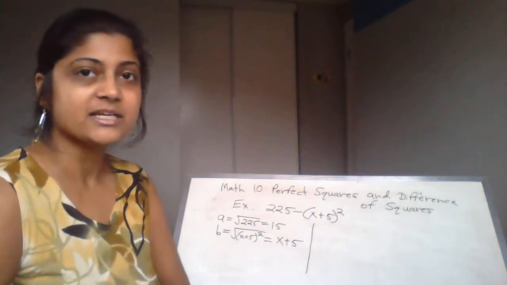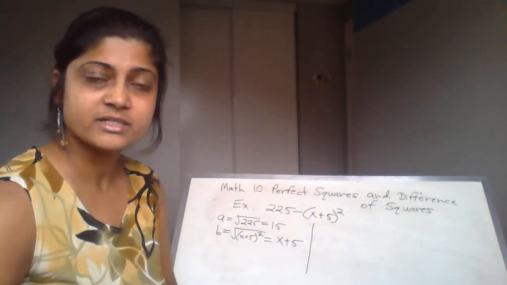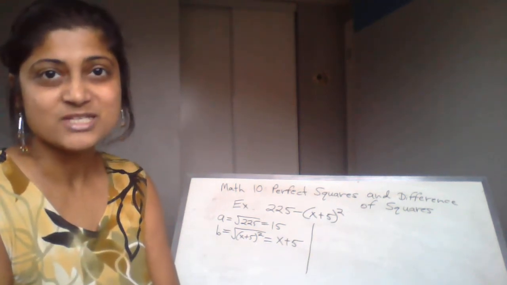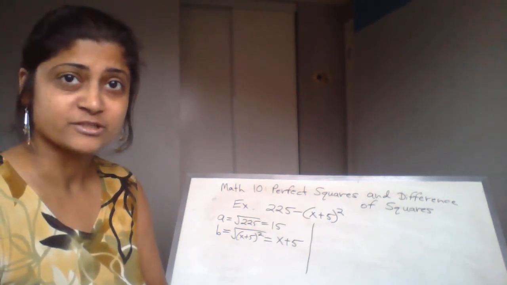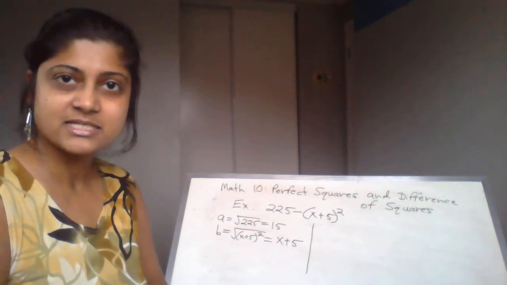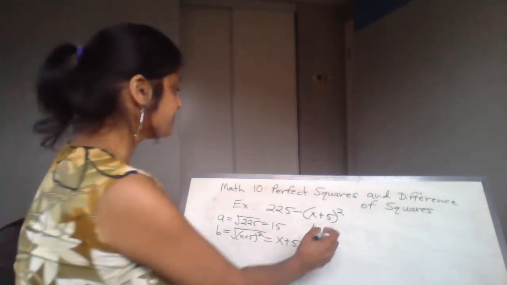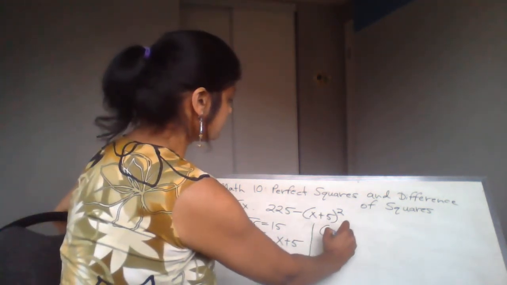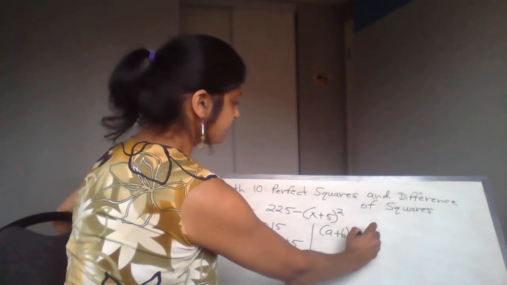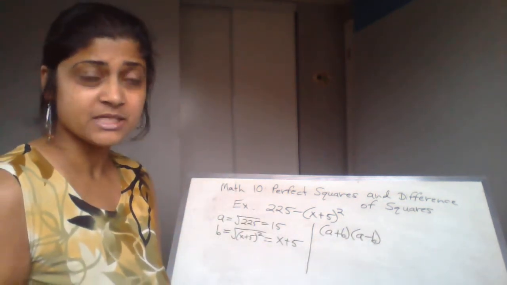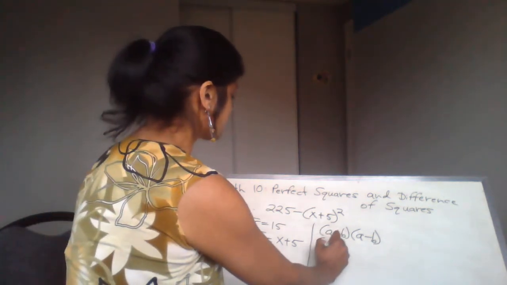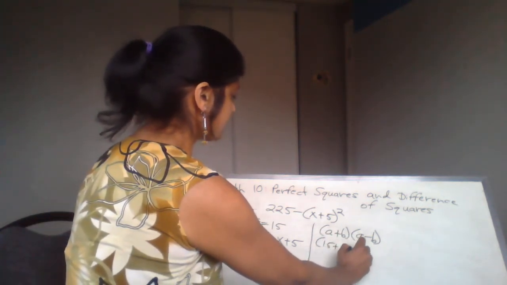The reason for that is when you take the square root of something squared, the two just cancel out. So I'm getting rid of the squared by doing the square root. Again, I have my a and b values here, so I'm going to write the expression: a plus b and a minus b. When you do a plus b, this is going to be 15 plus x plus 5.